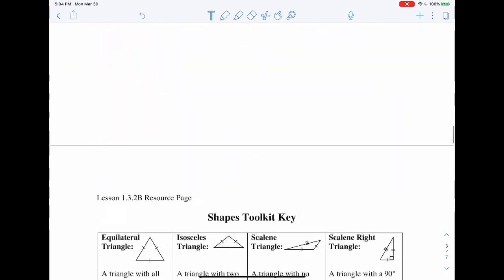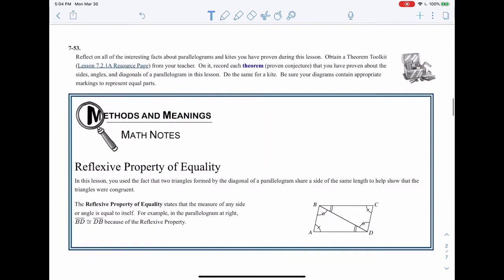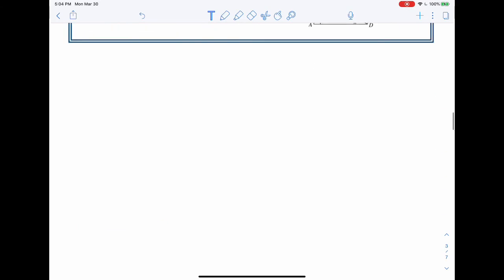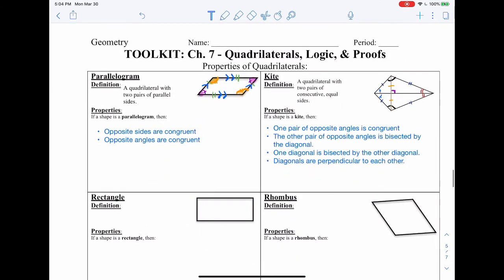Now, the very last problem, problem 53, basically says to reflect on all the things you've identified with parallelograms and kites and to record them on your theorem toolkit. Well, instead of the theorem toolkit that's linked in the lesson, we have this special Chapter 7 toolkit, and we've already added the definitions and the special properties. So you know what that means.